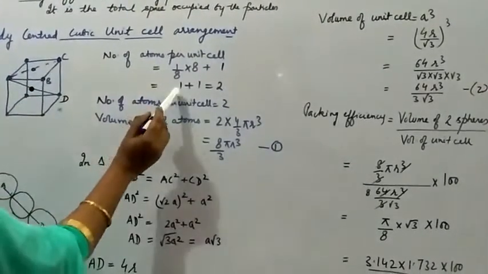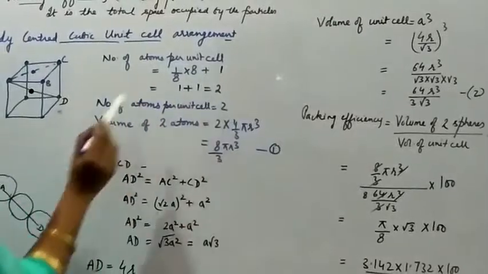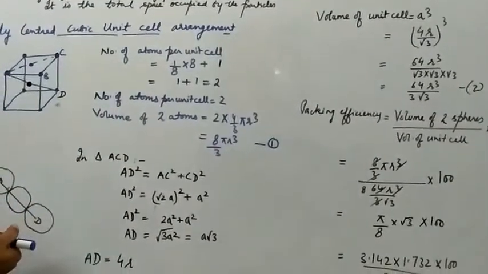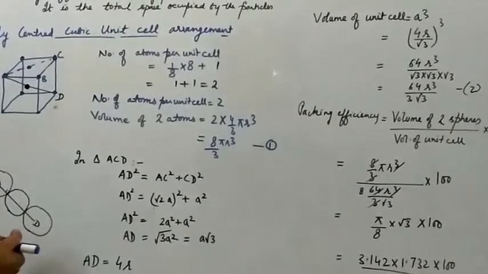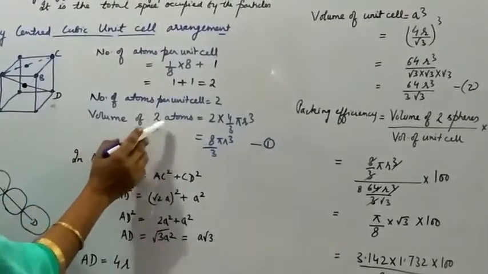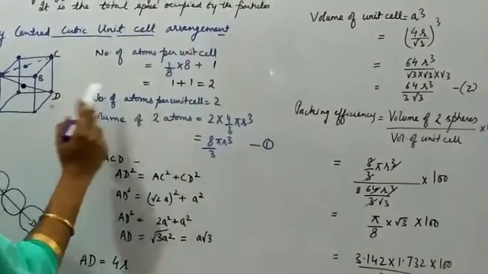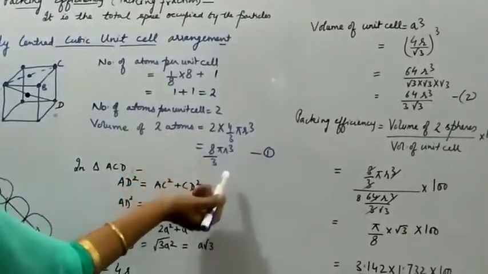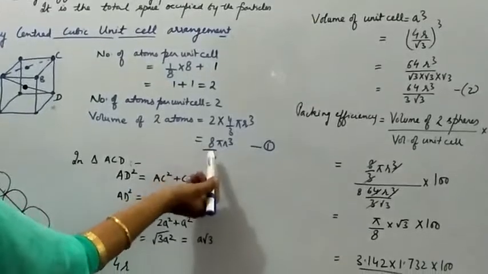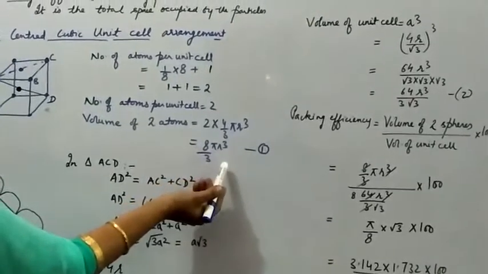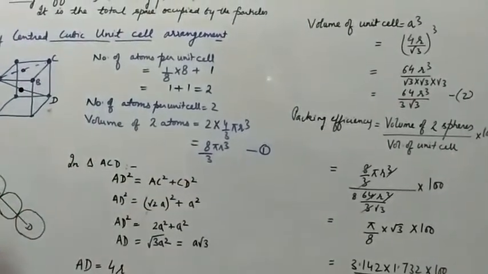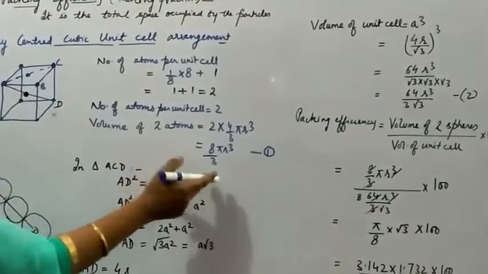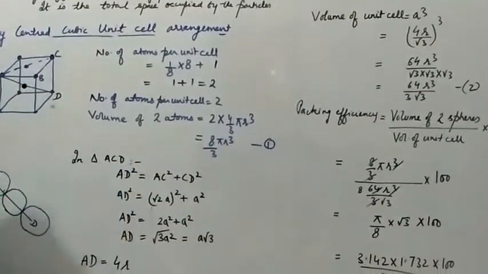So here we will get 1 plus 1 equals 2. So how many atoms are there in a BCC unit cell? It is 2. So we are going to find out the volume of the 2 atoms in this type of unit cell. So it is 2 into 4/3 pi r cube, so we will get 8 upon 3 pi r cube. So the volume of the atoms present in this unit cell is 8/3 pi r cube.